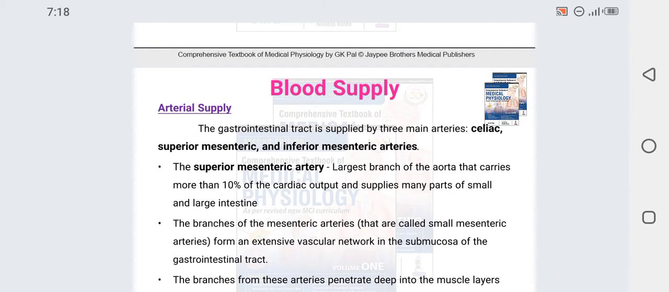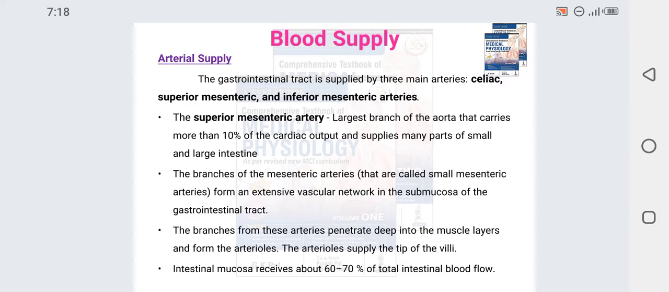Come to the blood supply, arterial and venous. First, arterial blood supply. The GI tract is supplied by three main arteries, that is celiac, superior mesenteric and inferior mesenteric artery. The superior mesenteric artery is the largest branch of the aorta that carries more than 10% of the cardiac output and supplies many parts of the small and large intestine.